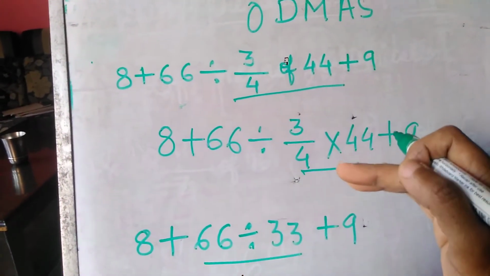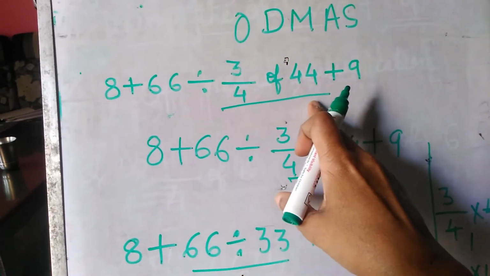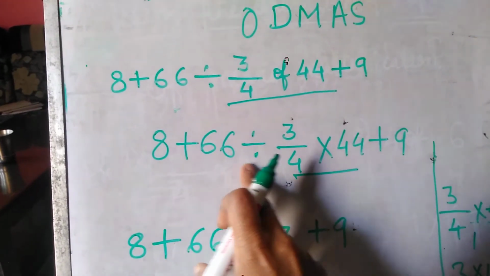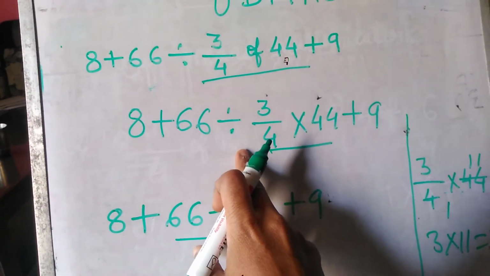I am writing the numbers in the same manner, but I am following the sequence. Like of was first, so we have done of, but I have not changed the order of the numbers here. So try to solve in this manner only, systematically.